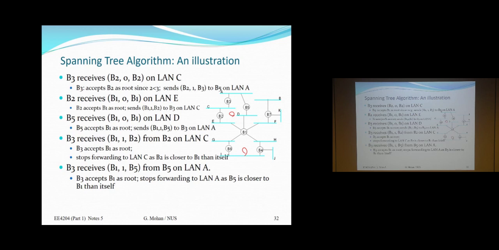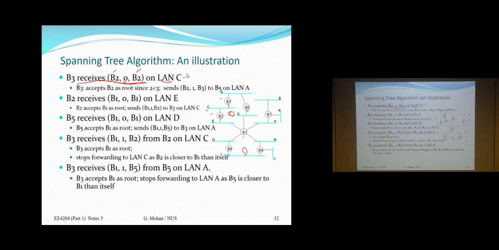Again, I'm showing this example, only for this loop. This loop involves B3, B2, B5, B1. So let's start arbitrarily from some point. Let's say B3 receives a message on LAN C. So B3 receives a message B2, 0, B2. That means B2 has declared itself as the root. This is the sender, this is the root, the distance is 0.